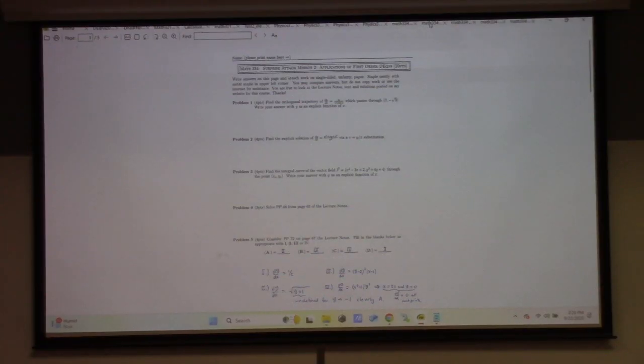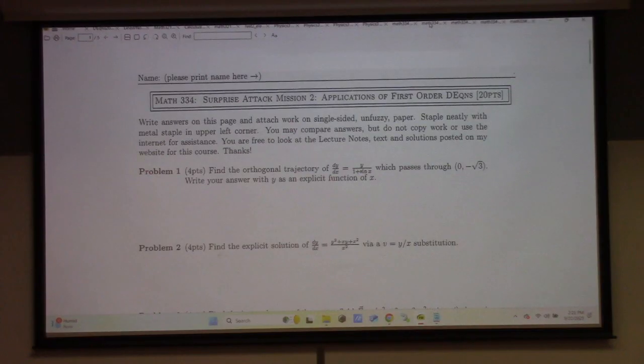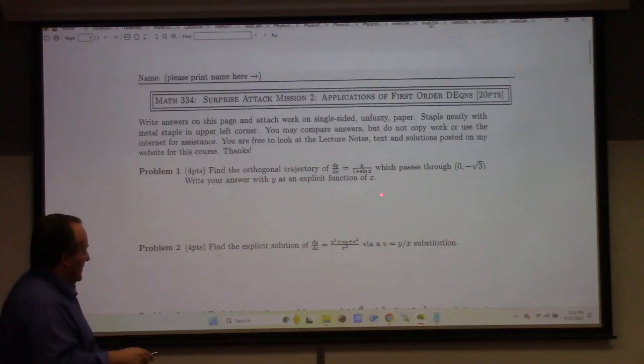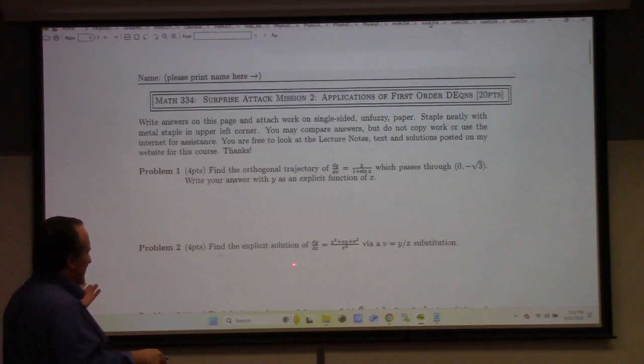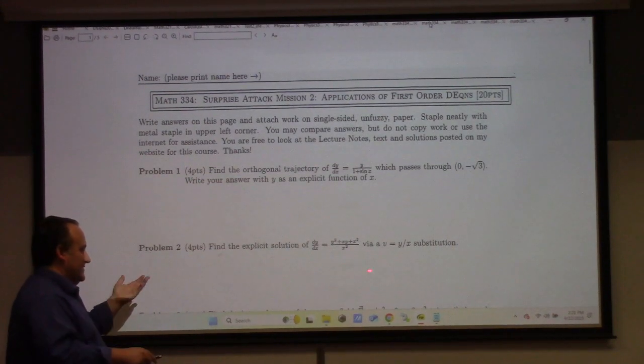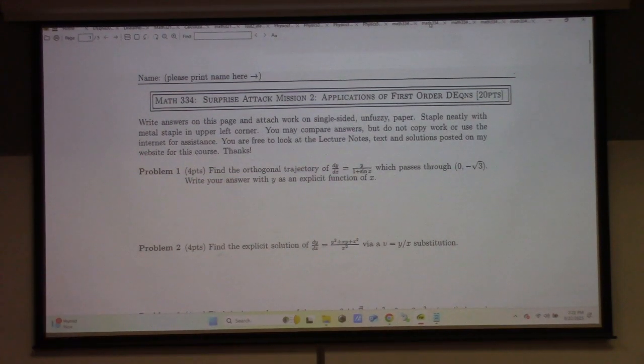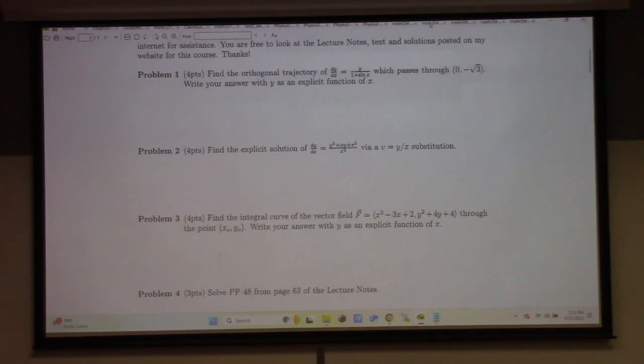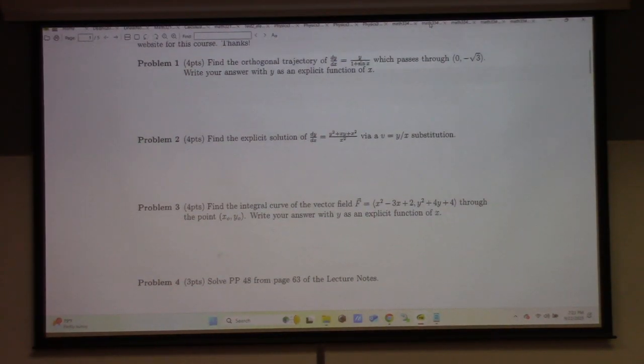And the applied problems that beset you, I've asked you to find an orthogonal trajectory of this given differential equation. I asked you to find an explicit solution to this by a substitution. So this is not really an applied problem so much as a substitution problem, right? But we hadn't got to the substitution by the time I did surprise attack mission 1, right? So I put it on 2. The other kind of application, so we did orthogonal trajectories. We also did find the integral curve of a vector field, right? So you should be ready for those questions on the test, right? If I ask you to find orthogonal trajectories, you should know how to do that.